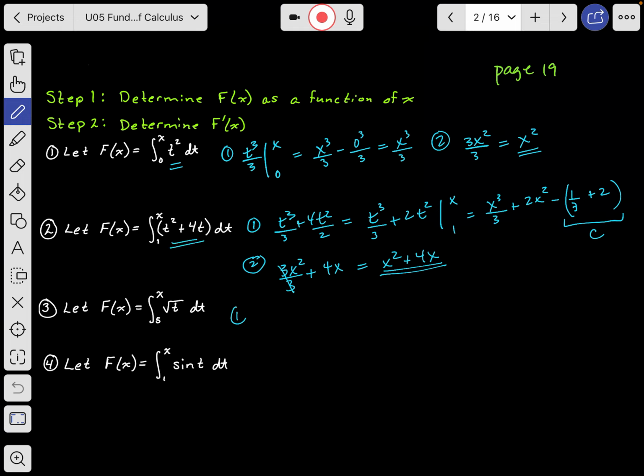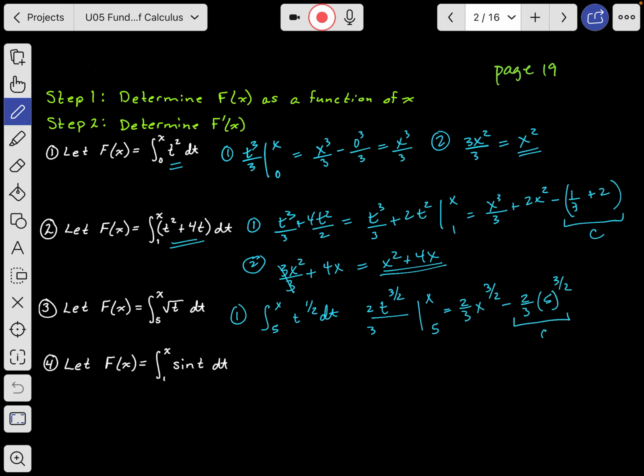In problem number 3, the first step I'm going to do is rewrite it. So t to the 1/2 dt. So then the antiderivative would be what? Let's see. t to the 3/2 divided by 3/2, or multiplying by 2/3. And we're going to evaluate that from 5 to x. And so this would be 2/3 x to the 3/2 minus 2/3 times 5 to the 3/2.